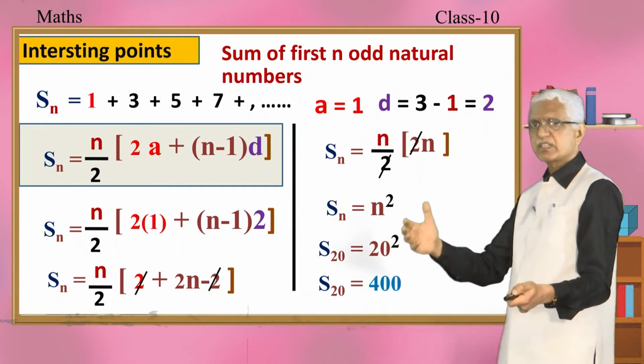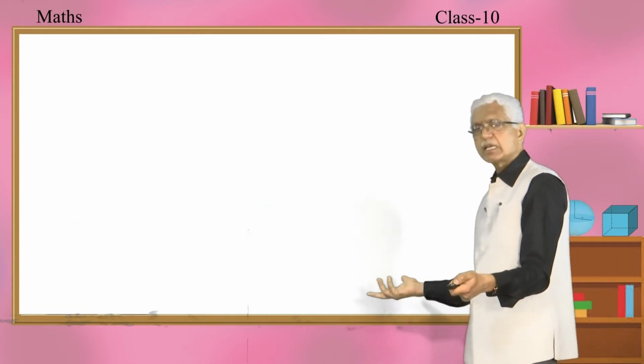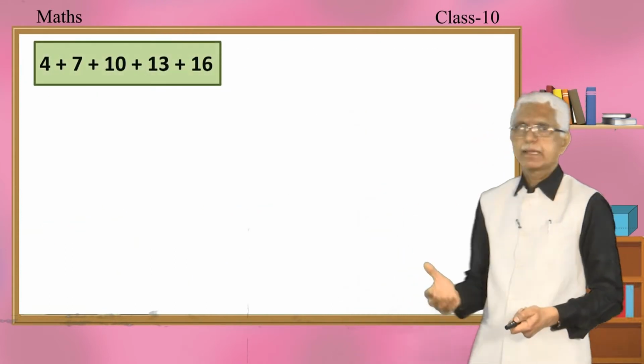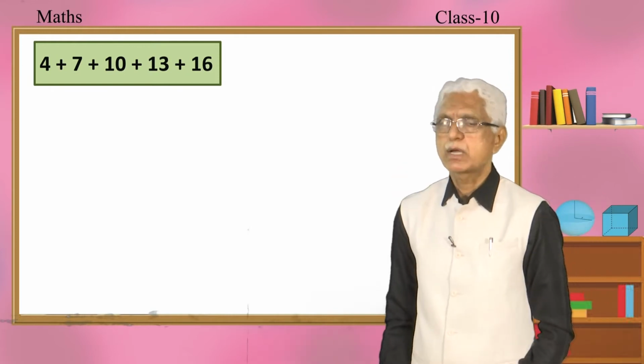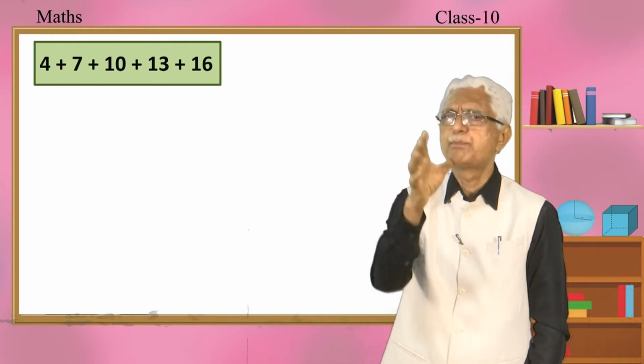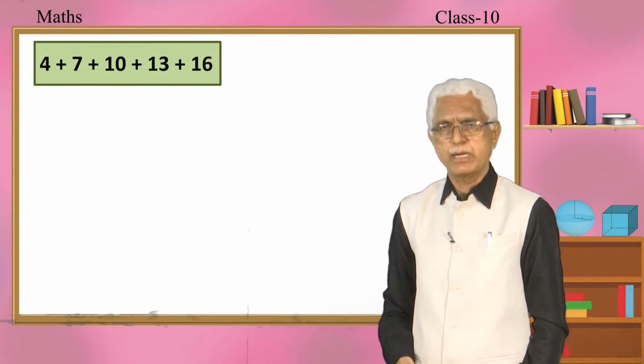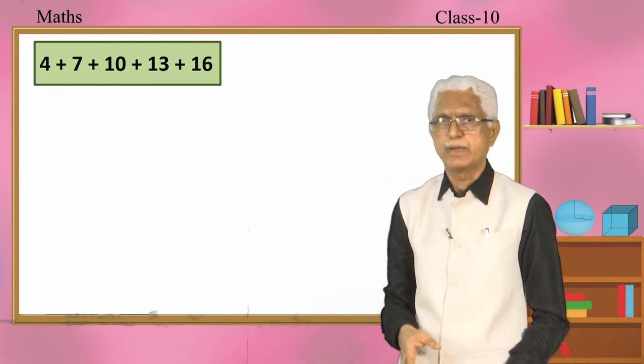What is the sum of the first 20 odd natural numbers? 20 square, which is nothing but 400. So, okay, now probably I am coming to one of the very important problems from the point of your examination, my dear children. This is a beautiful problem.